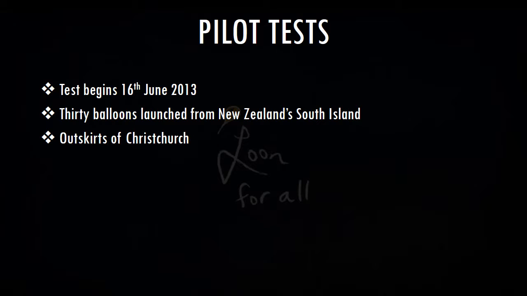Project Loon began with a pilot test in June 2013, when 30 balloons were launched from New Zealand's South Island and beamed the internet to a small group of pilot testers. The pilot test has since expanded to include a greater number of people over a wider area. Looking ahead, Project Loon will continue to expand the pilot with the goal of establishing a ring of uninterrupted connectivity at latitudes in the southern hemisphere, so that pilot testers in these latitudes can receive continuous service via balloon-powered internet.